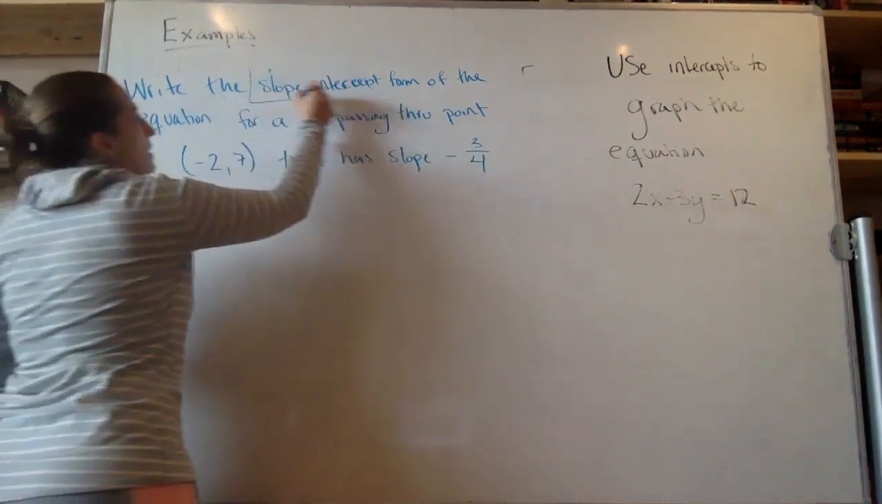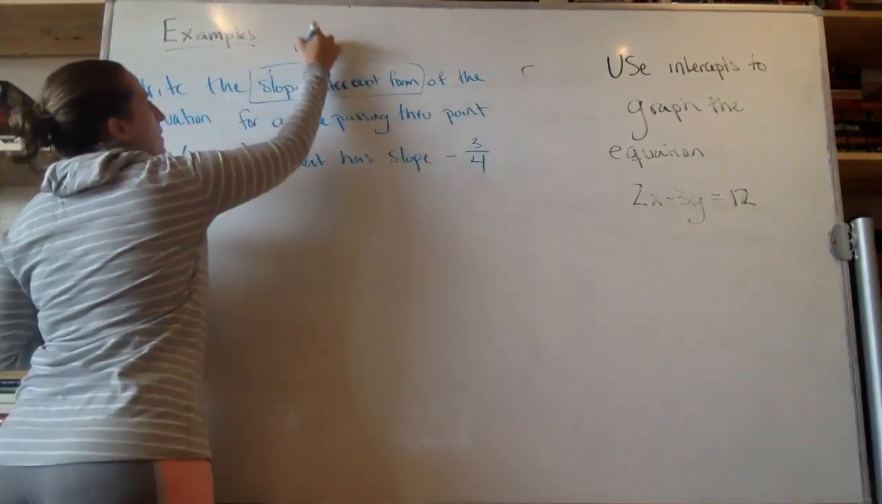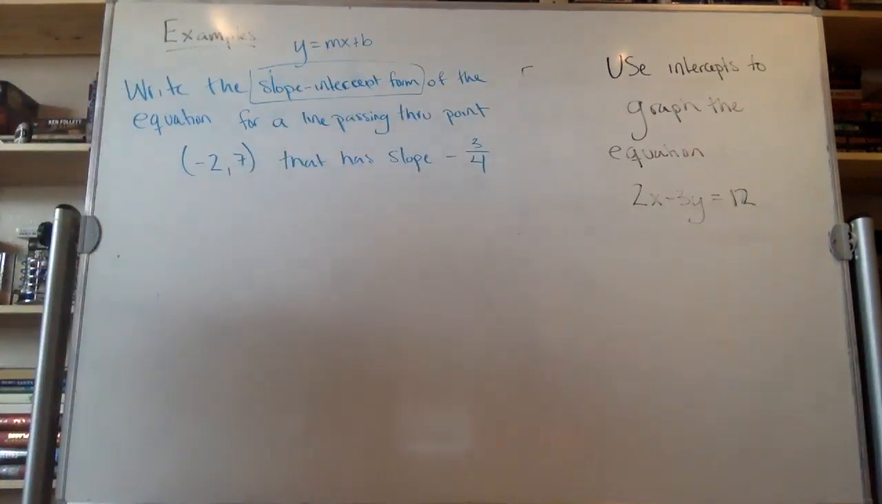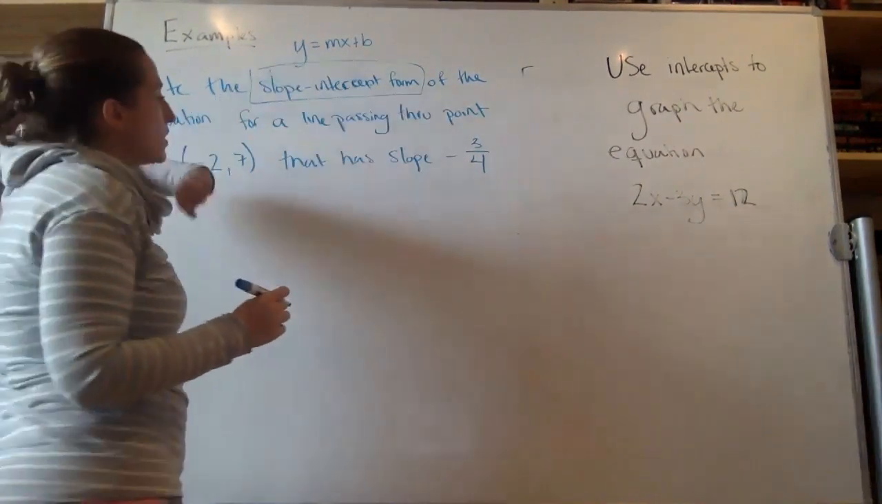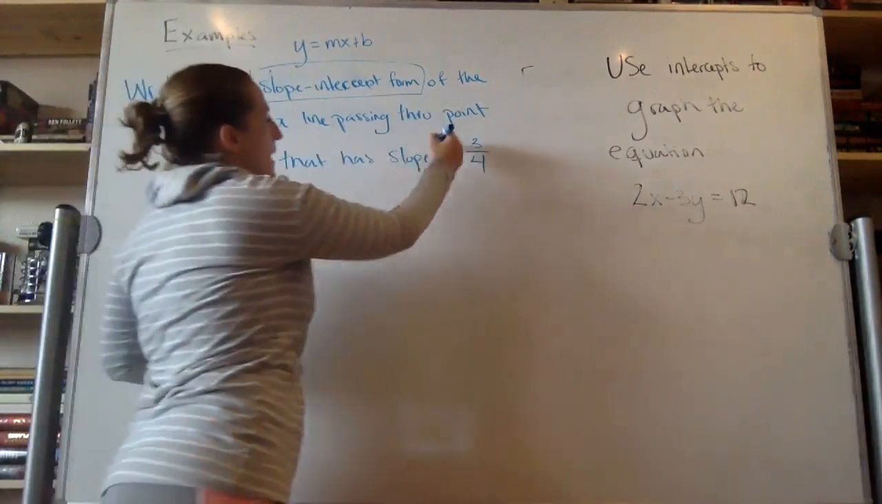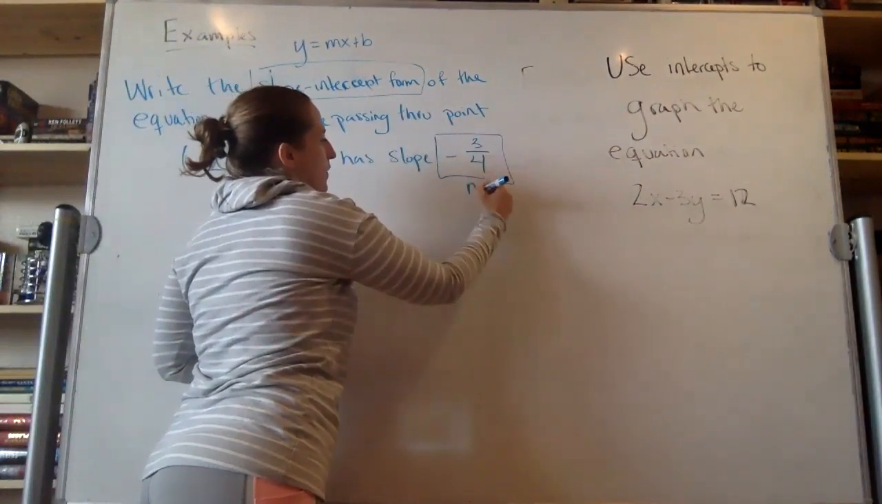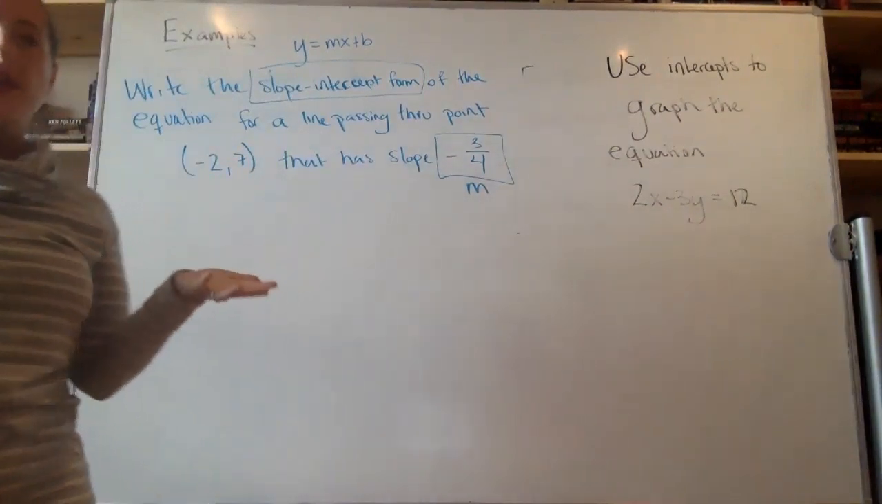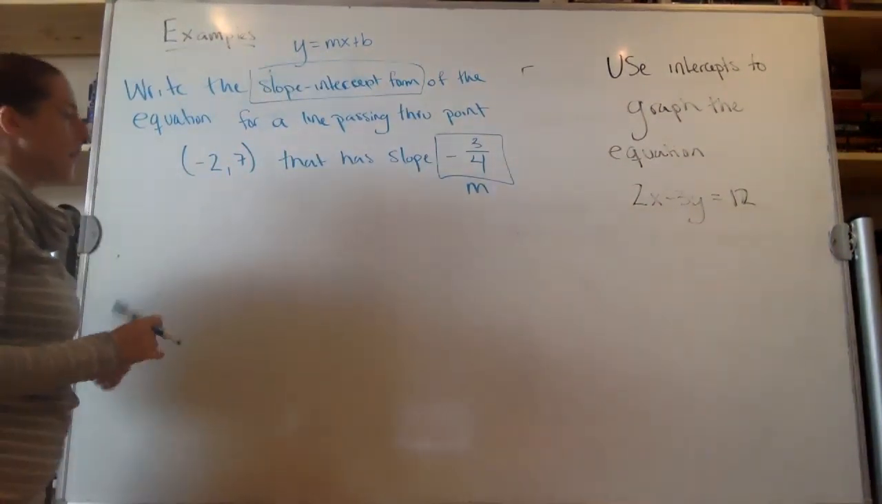Okay, so remember, slope-intercept form is going to look like y equals mx plus b. Well, we know part of this. We know our slope, our m, is negative 3/4. So here's our m. Now, I'm going to show you two different ways to do this. Either way is fine. You pick the one that you like best.